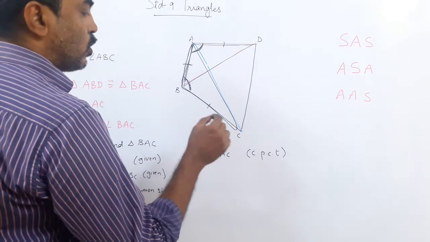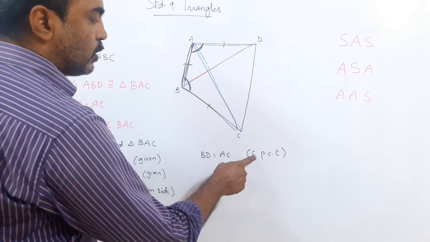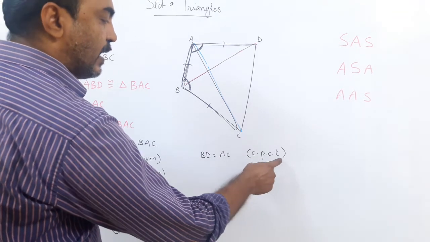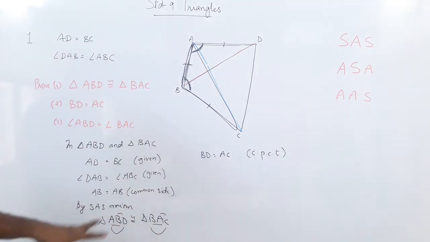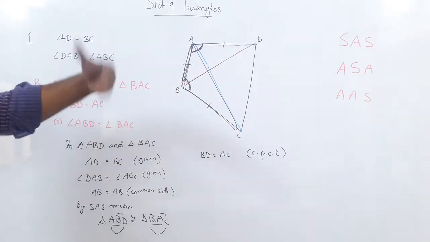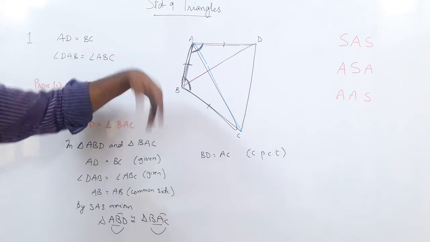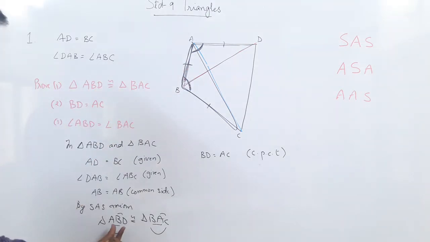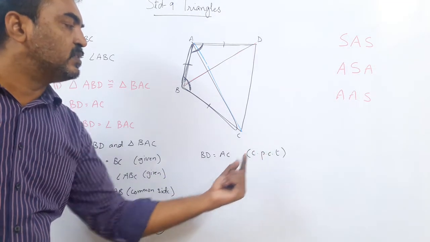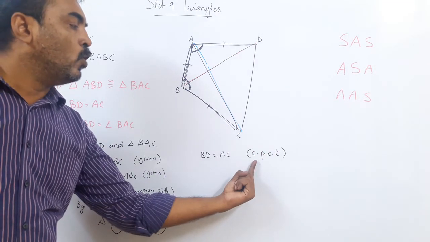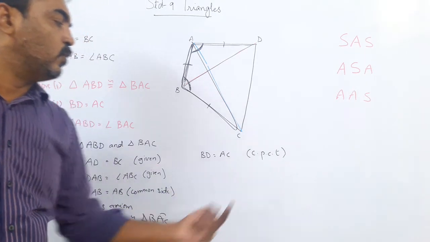CPCT means corresponding parts of congruent triangles. What do we write? Corresponding parts of congruent triangles are equal. If two triangles are congruent, then the corresponding parts should be congruent. Means the corresponding sides and the corresponding angles should be congruent. So you can see here BD corresponds to AC. So BD should be equal to AC by CPCT. The full form of CPCT is corresponding parts of congruent triangles are equal.